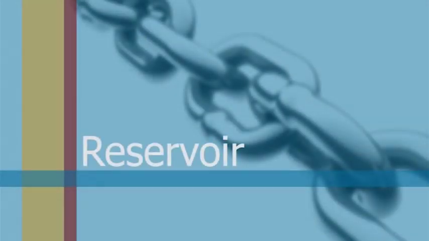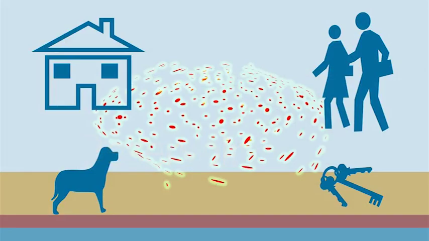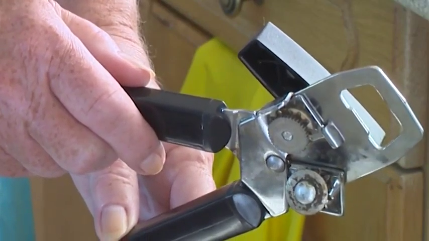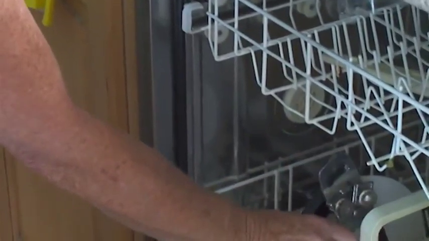Reservoir. This is the place where the organism can thrive and grow. These reservoirs can be the environment, equipment, people and animals. Some examples might be a person with salmonella, or a piece of contaminated equipment, or personal effects of someone with an infection.